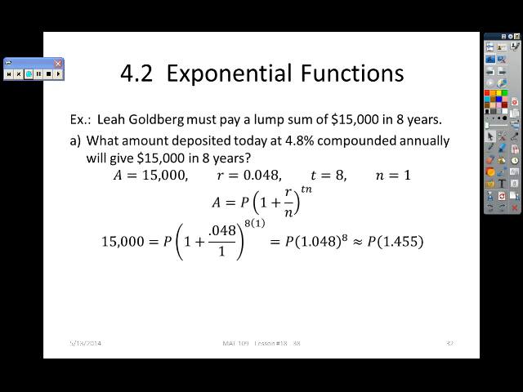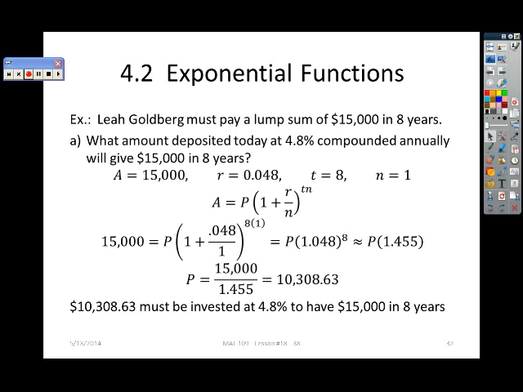Plug them in, and you wind up that 15,000 is 1.455 times P, divide by the coefficient, and you get P is $10,308.63. So if you invested $10,308.63 today at 4.8% interest, 8 years from now, you'd have $15,000. So very straightforward calculation, just plugging numbers in and solving for the one you don't know.